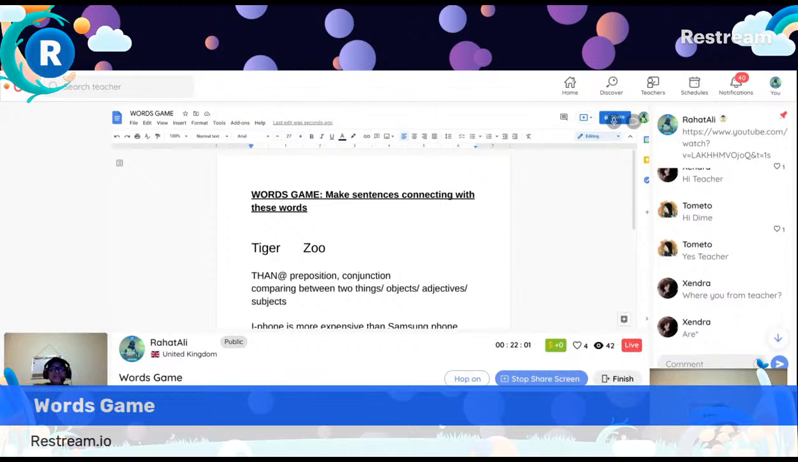Zendra, I'm from England. Though I was not born here, I migrated here 17 years ago. I've been living here since 2004.